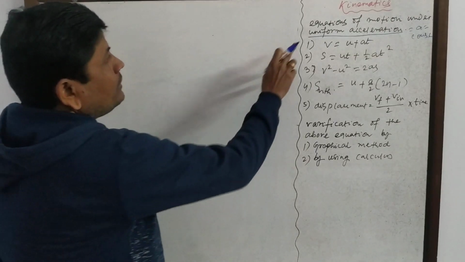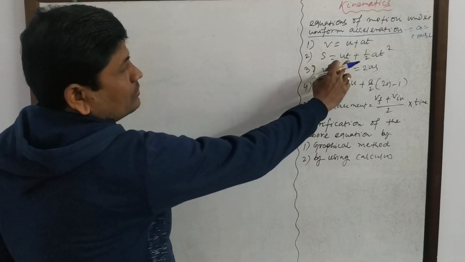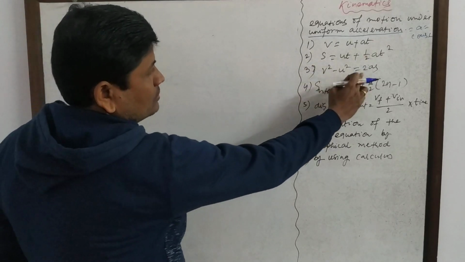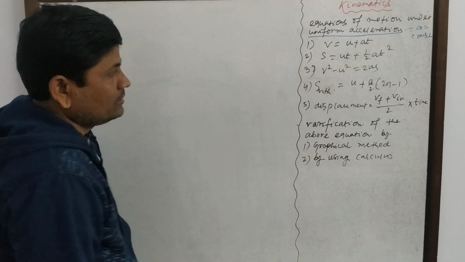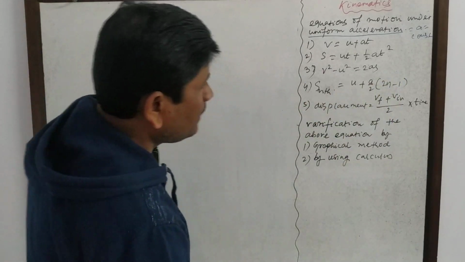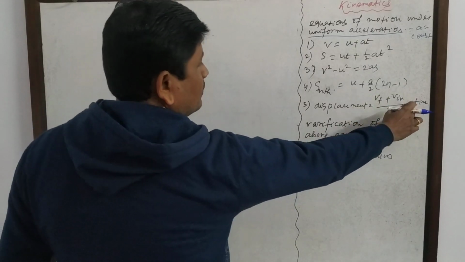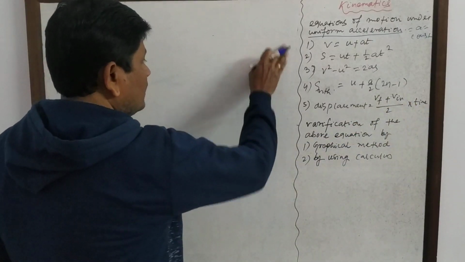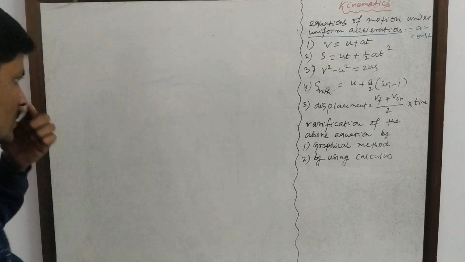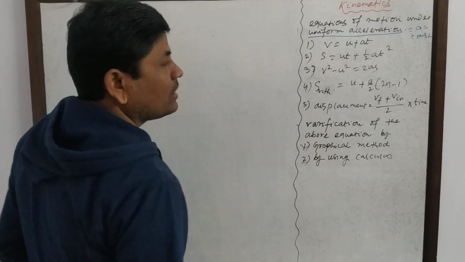Now the equations of motion are v is equal to u plus at, s is equal to ut plus half at square, v square minus u square is equal to 2as, S_n is equal to u plus a by 2 into (2n minus 1), and displacement is (final velocity plus initial velocity) by 2 into time. Now we'll verify these equations of motion by graphical method and by using calculus.